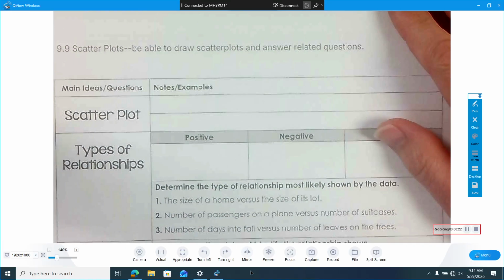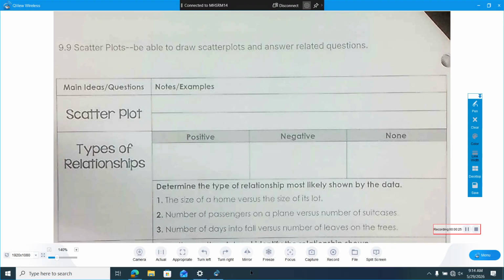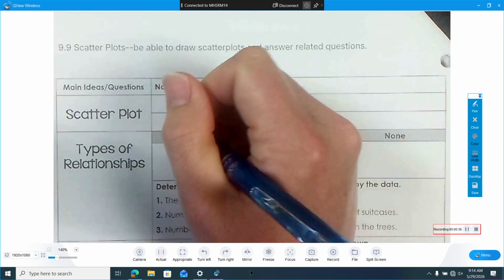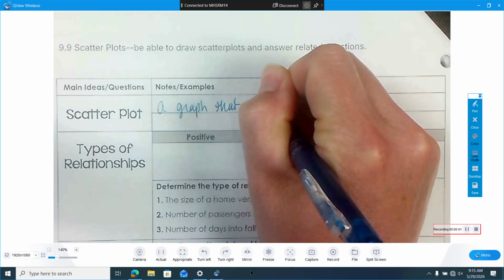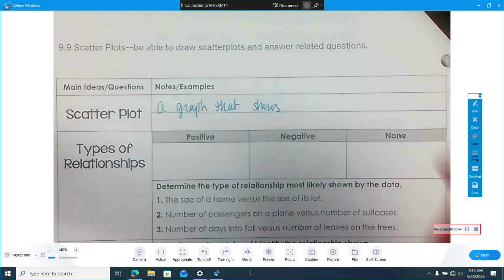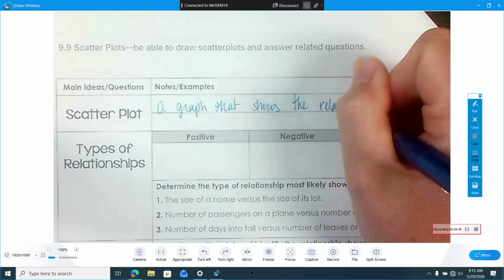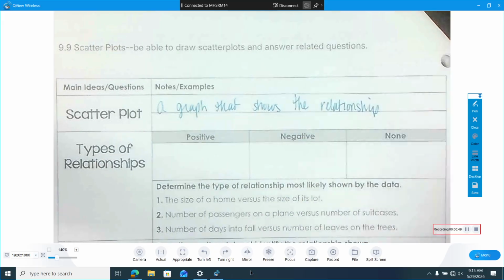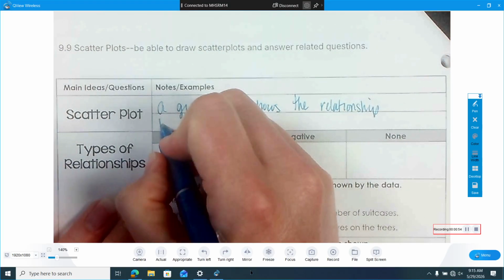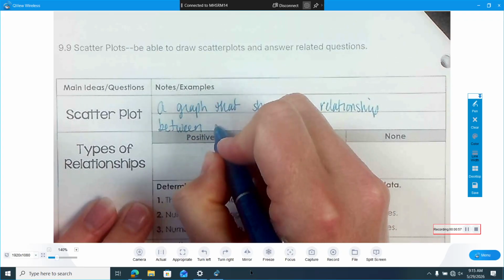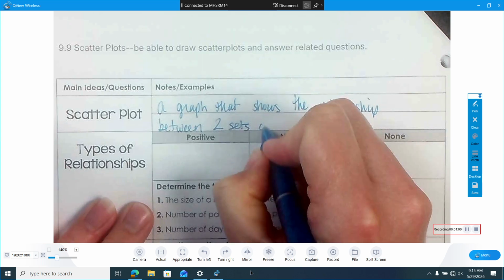Today we're talking about scatter plots, and we want to be able to draw scatter plots, which I know you all can do perfectly fine, and maybe answer a few questions about them. A scatter plot is a graph that shows the relationship between two sets of data.